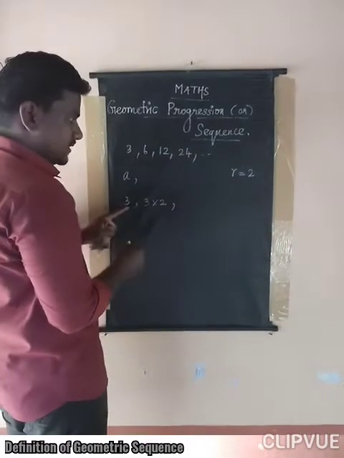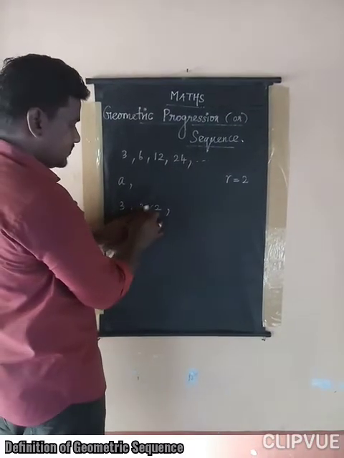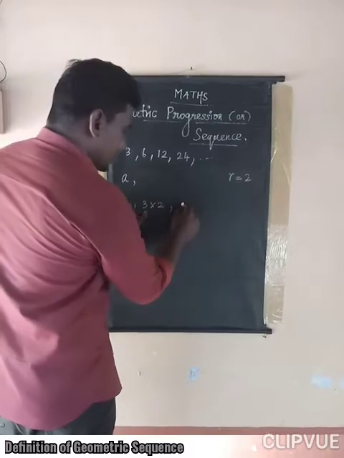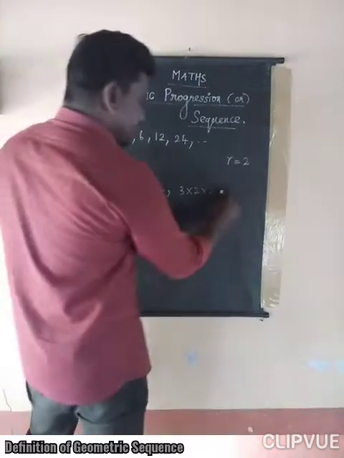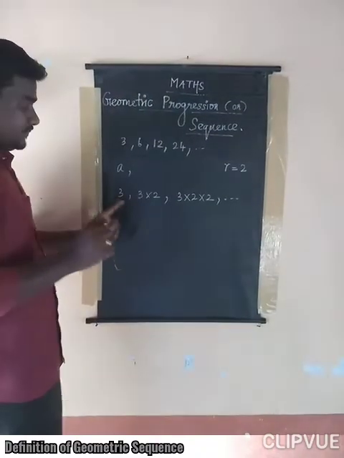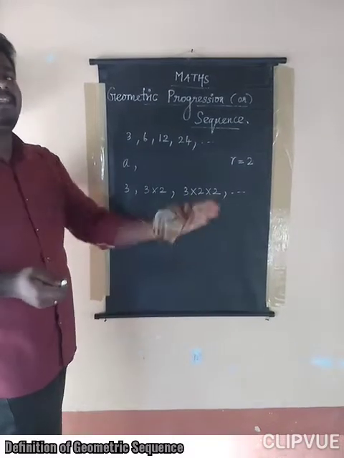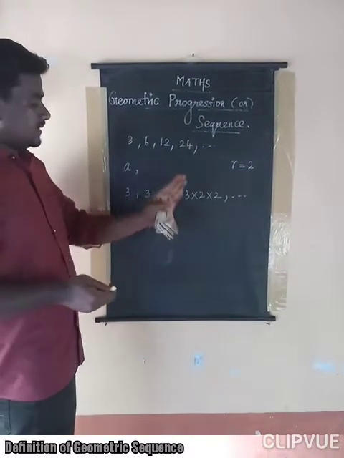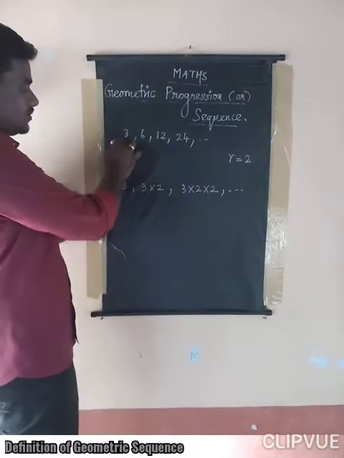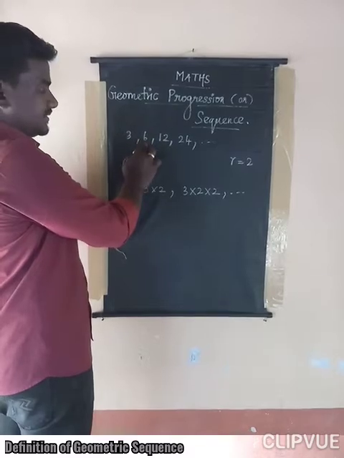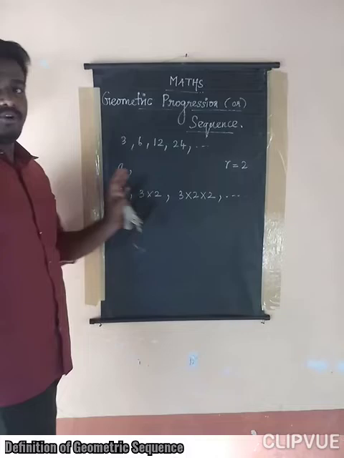The third term is the common ratio multiplied by the second term. What is the second term? 3 into 2, 6. So 6 into 2, so 3 into 2 into 2, and so on. I hope you understand. So how are the following terms obtained? By multiplying by the preceding term. Preceding term means the previous term. So R is equal to 2, the previous term is 3, so 3 into 2, 6. Here the second term is 6, the common ratio is 2, so 6 into 2, 12. And 12 into 2 is equal to 24 and so on.